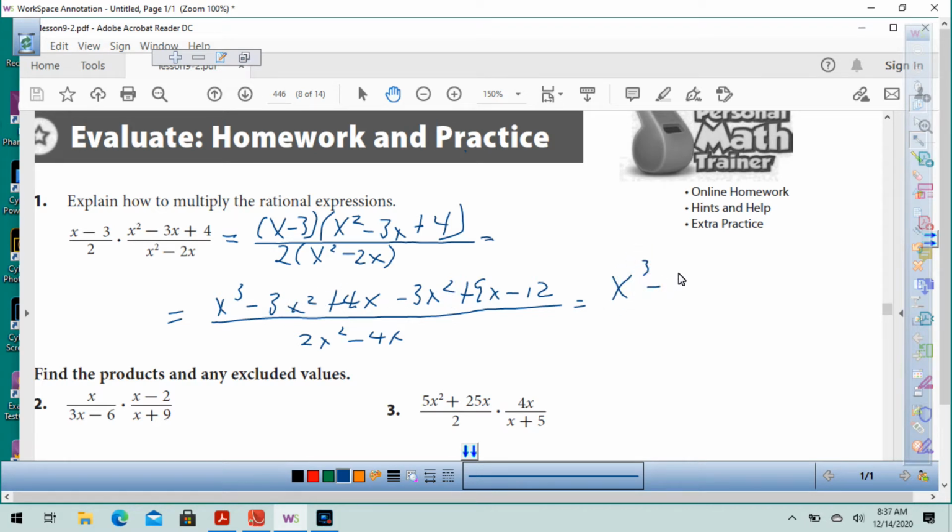So let's simplify. x cubed is the only one. Then minus 3x squared minus 3x squared is minus 6x squared. So that gets those out. I've got 4x and 9x, that's going to be plus 13x. And then minus 12, over 2x squared minus 4x. All right, excellent job.